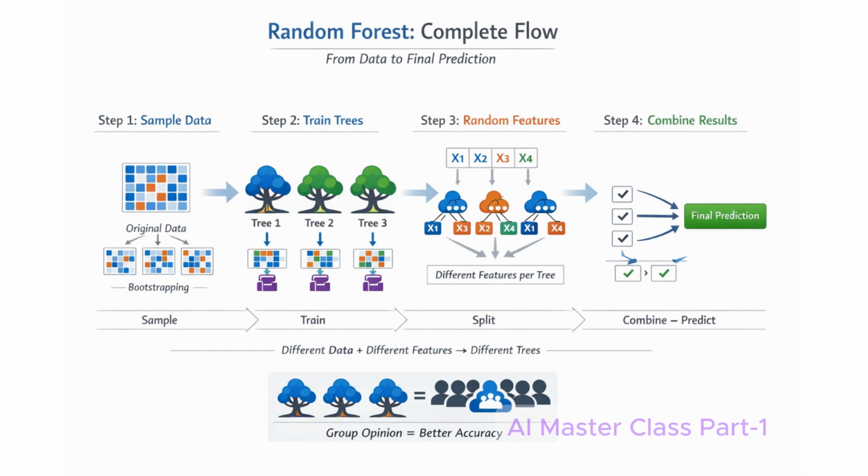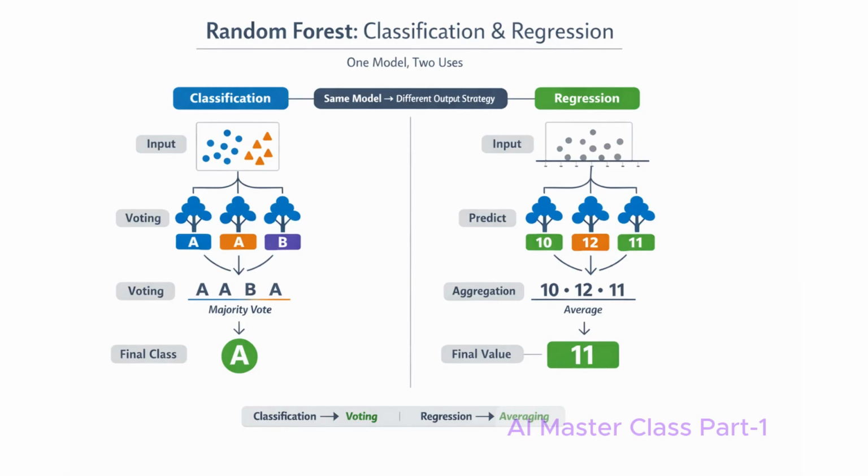We create multiple datasets by sampling from the original data. Then we train a decision tree on each dataset. While splitting the dataset, each tree uses a random subset of features. And finally, for the prediction, we take the output of all those trees. So we saw earlier that linear regression and logistic regression had limitations, but using random forest, we can overcome those as well. For example, for classification problems, we can use majority voting of multiple trees. And for regression problems, we can take the average of all the predictions.